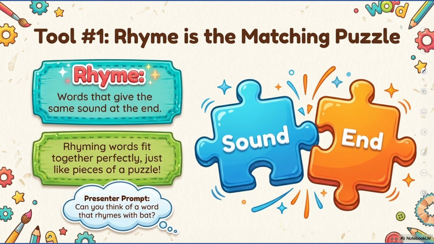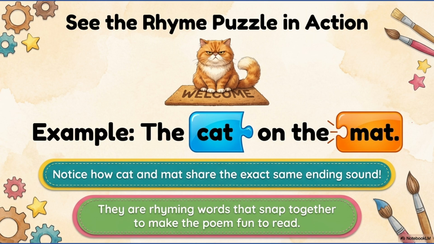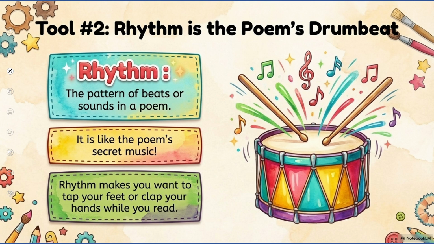The first one is a rhyme. Everyone knows that rhyming words fit together perfectly, just like pieces of a puzzle. Why? Because they sound the same. For example, cat, mat. Just because of the same ending letters, they sound the same. So if you are writing a poem, make sure that you write a lot of rhyming words in it, because this is the beauty of a poem.